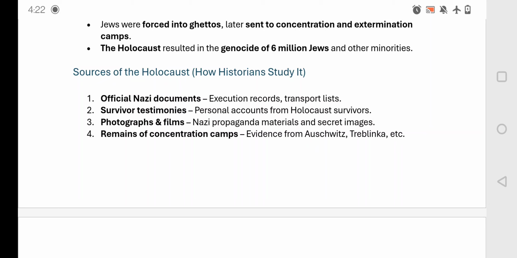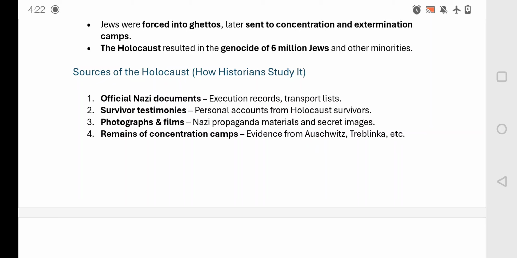There were certain things like official Nazi documents, where execution records were maintained and transport lists were maintained, showing how people were being transported to these ghetto areas, how they were killed, and how many were killed at a time. All these were disclosed through these official Nazi documents.